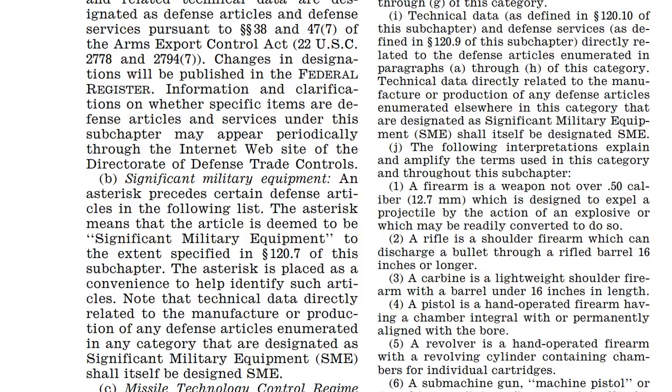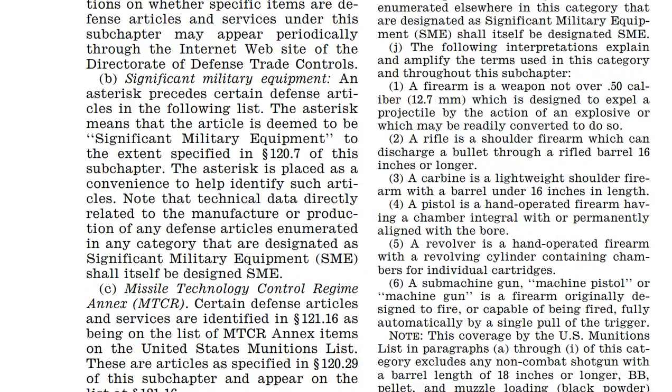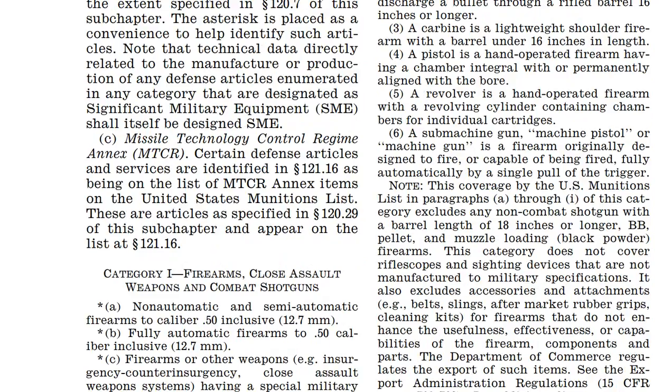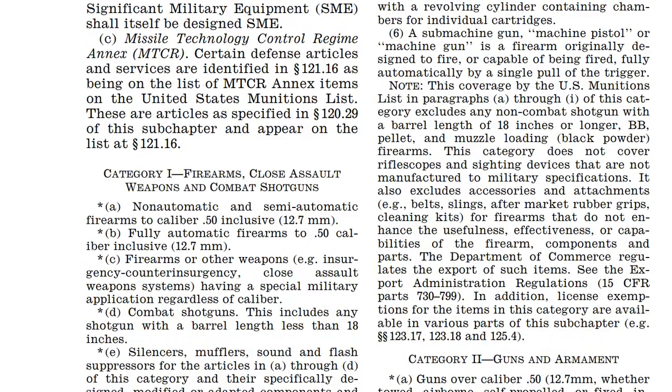The following interpretations explain and apply the terms used in the category firearm. A firearm is a weapon not over 50 cal, which is designed to expel a projectile. Yeah. A rifle is a shouldered firearm which can discharge a bullet. Yeah. A carbine's a lightweight shoulder-fired firearm. Yeah, okay. A pistol's a hand-operated firearm. Yeah. Revolver. Okay, so machine gun. Machine pistol, machine gun. Yep, full auto, okay.